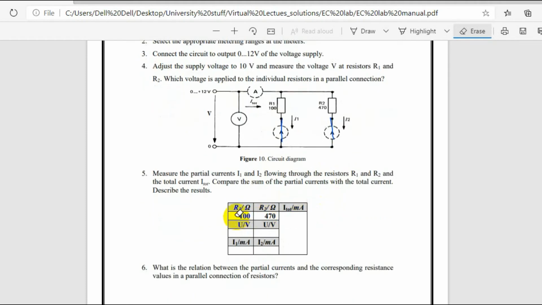So R1 and R2 are 100 and 470. Calculate I1 and I2, then the total current. Here it is the total current. So let us start the experiment here.